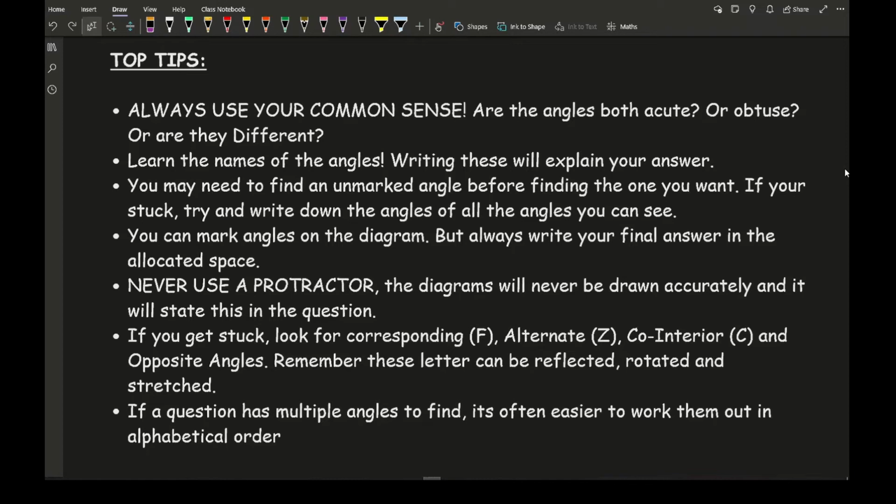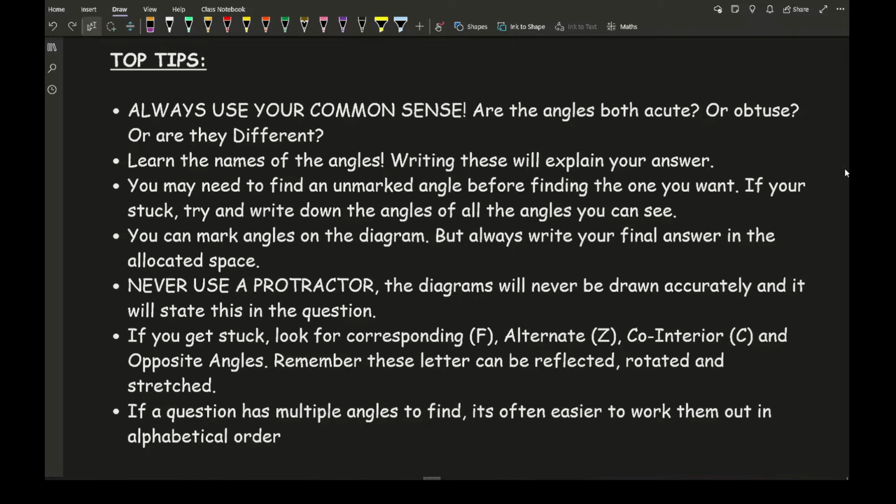The second one is it's really important you learn the names of the angles, and writing these will explain your answer, because a lot of these questions will ask you how do you know that this is it, because it's not drawn to scale. What we would have to do is recall the actual name of the relationship. So either writing that the angles are both corresponding, that they're both alternate, or they're both co-interior, or that they are opposite each other.